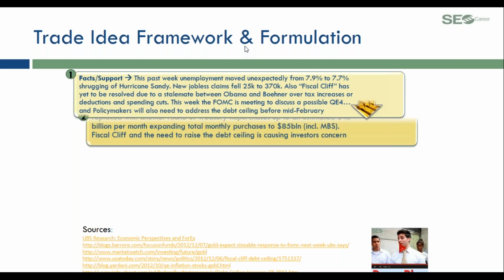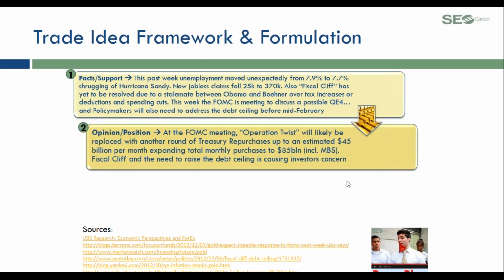And then from there, you can see an opinion is developed. At the next FOMC meeting, Operation Twist will be replaced with another round of Treasury repurchases up to an estimated $45 billion per month, expanding total monthly purchases to $85 billion. Fiscal cliff and the need to raise the debt ceiling is causing investors concern. So that's the opinion based on the backdrop.